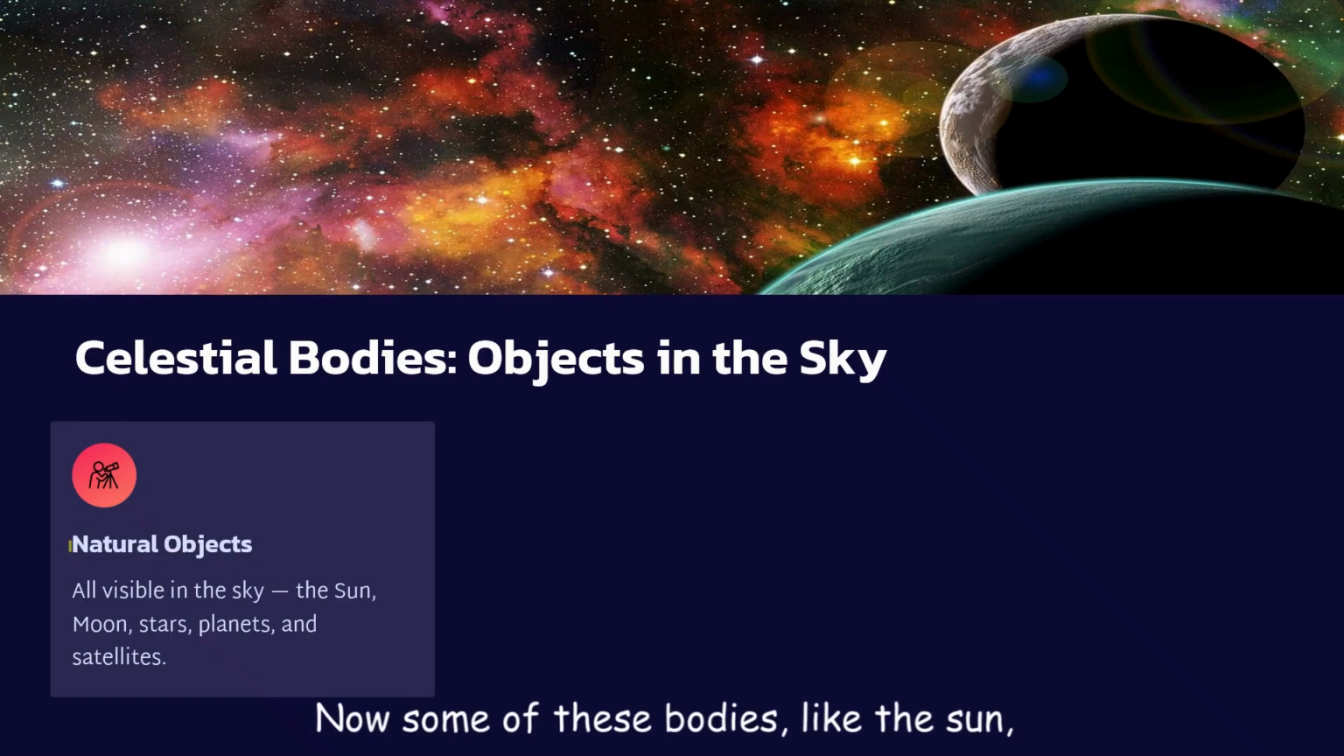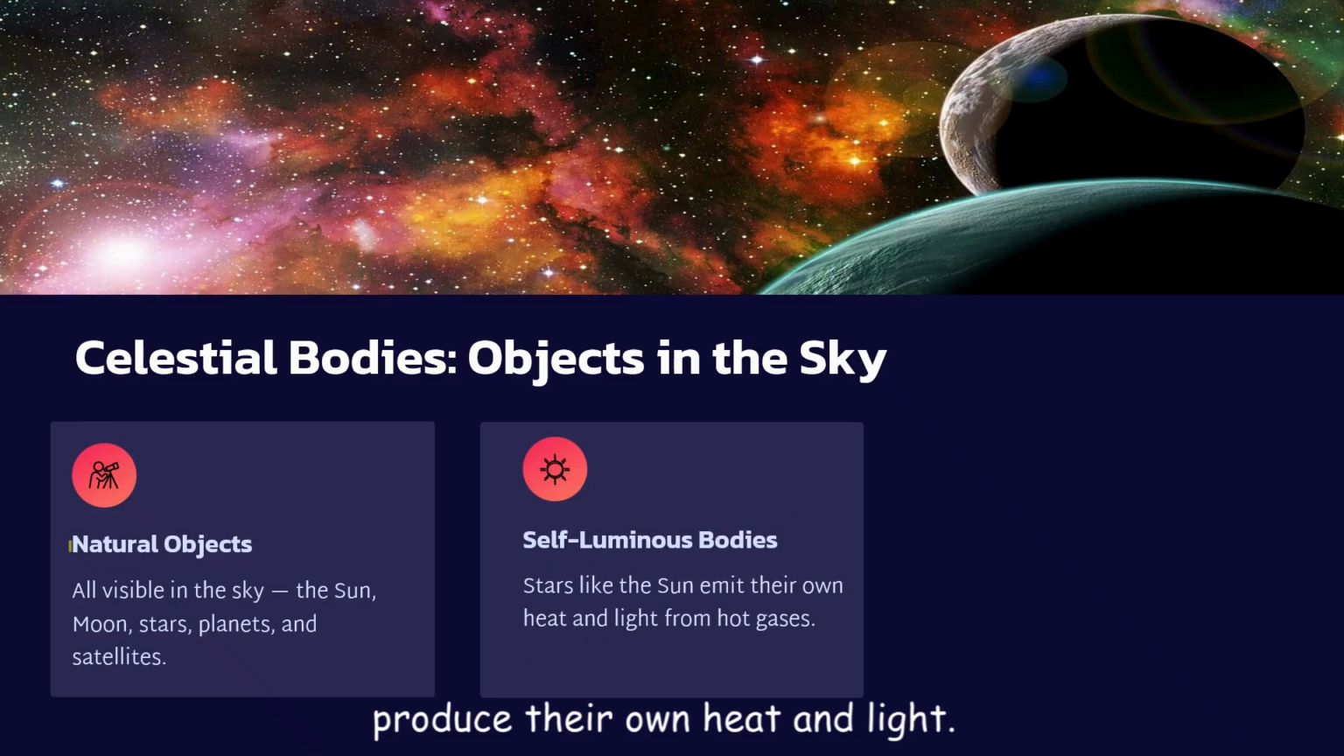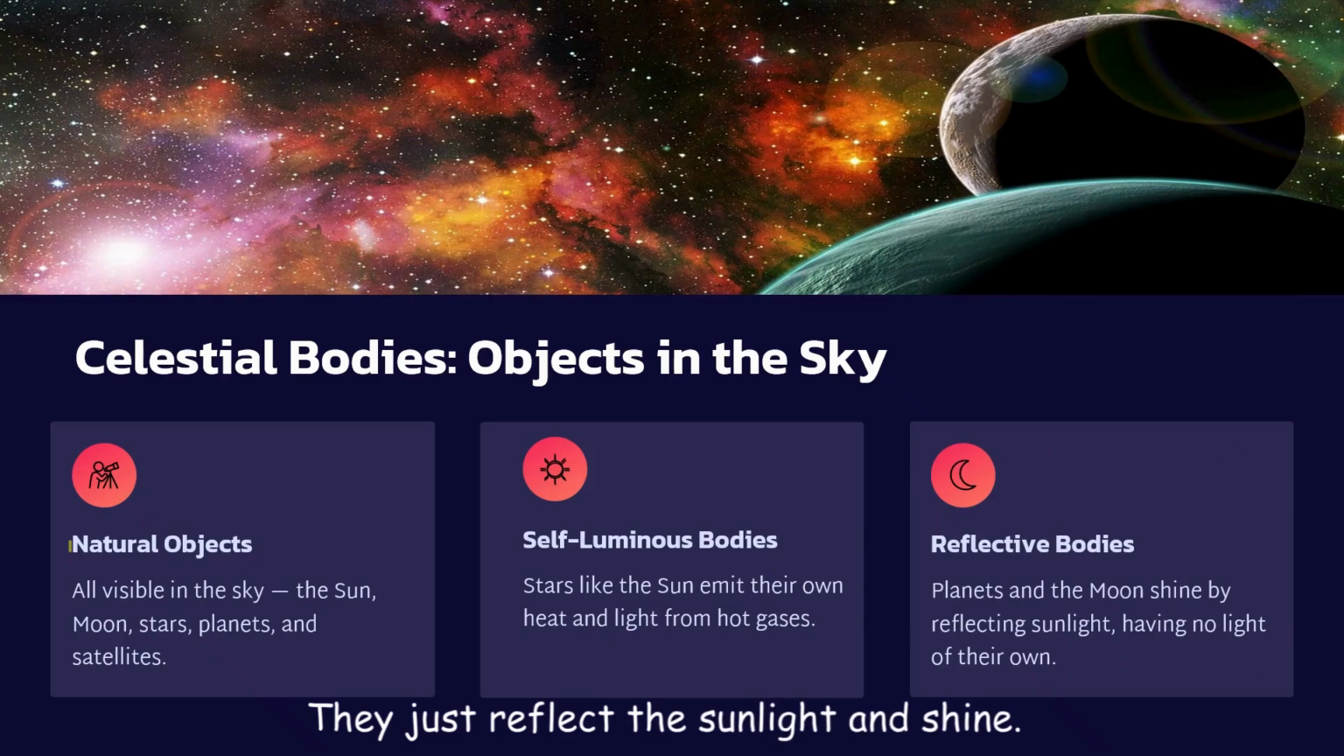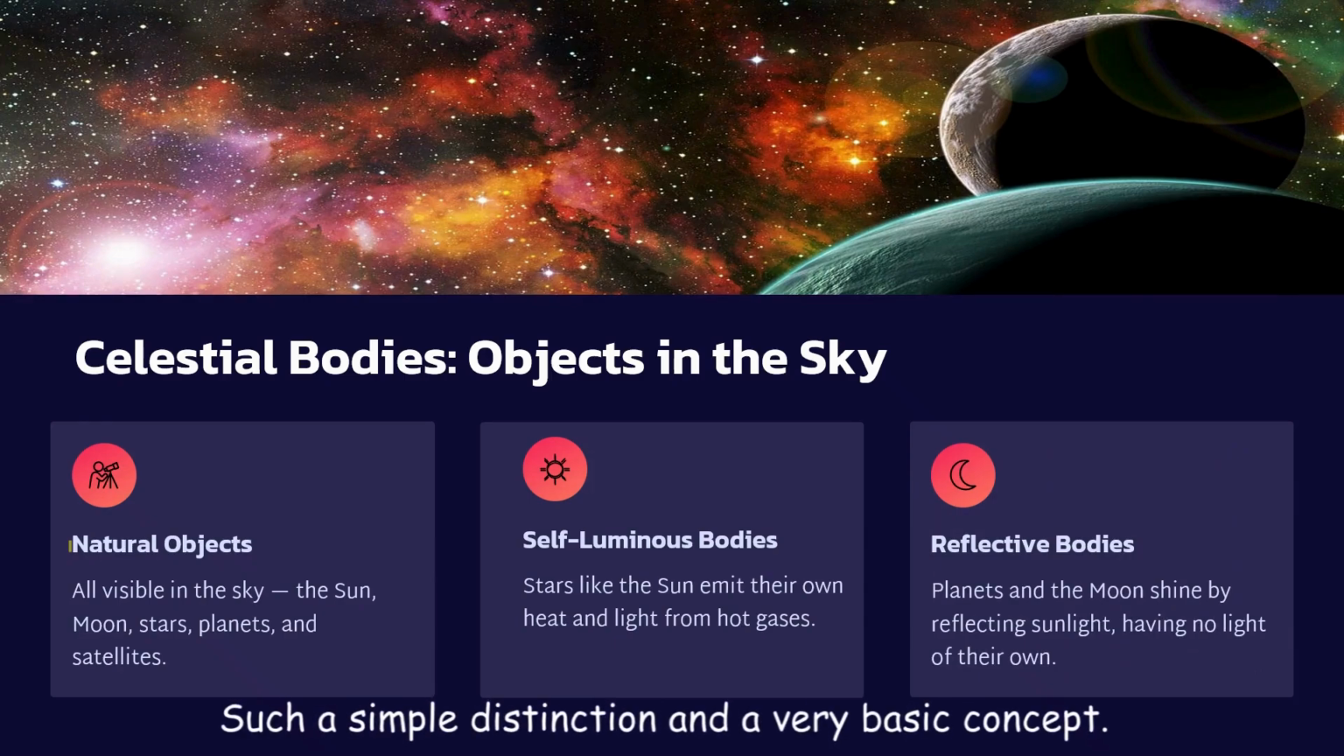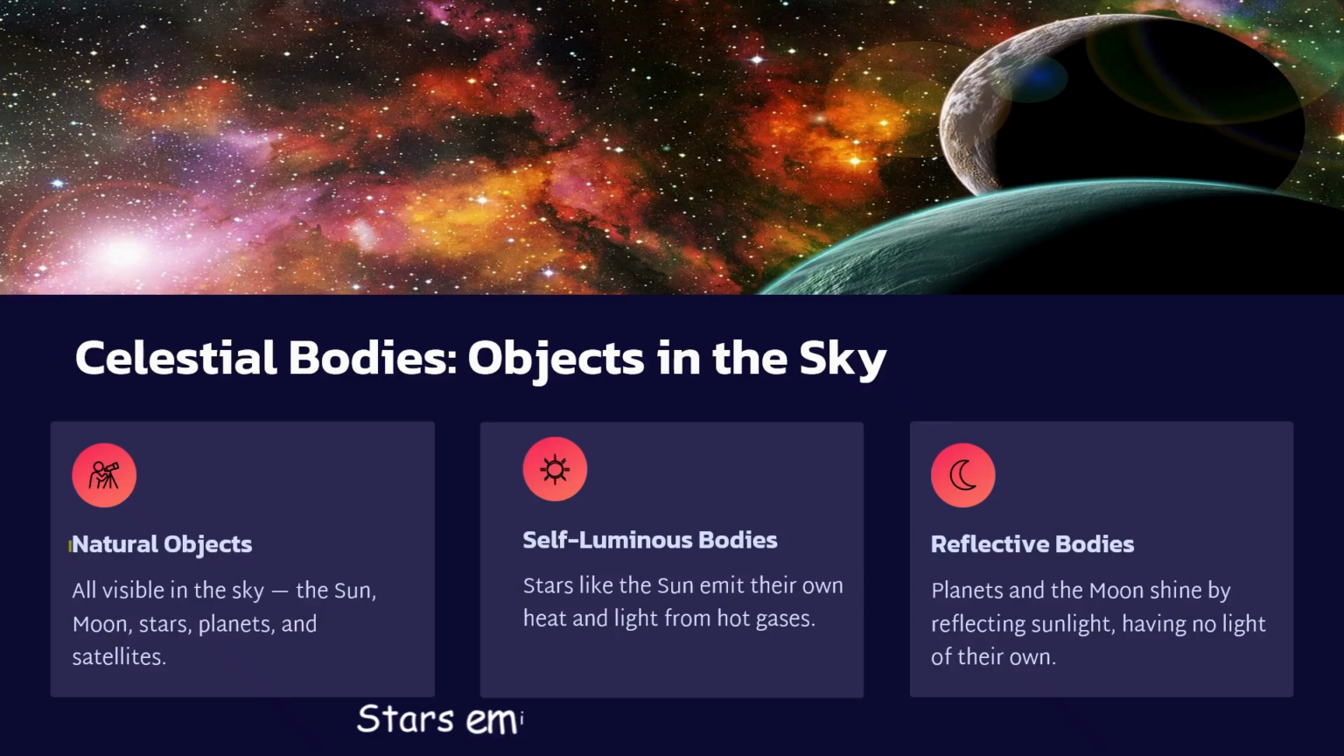Now, some of these bodies, like the sun, produce their own heat and light. Others, like the moon and planets, do not emit their own heat and light. They just reflect the sunlight and shine. That's a simple distinction and a very basic concept. Stars emit light, planets reflect it.